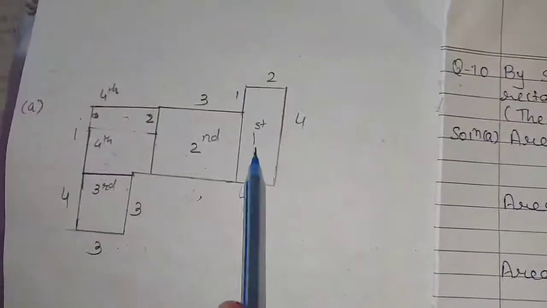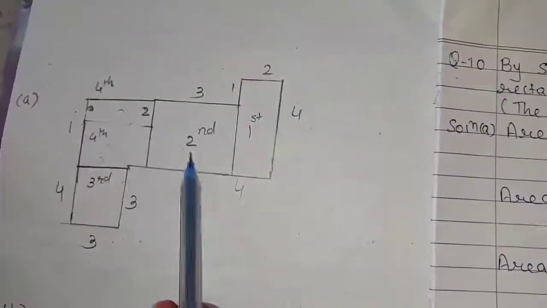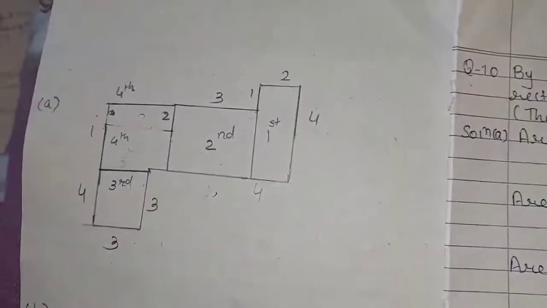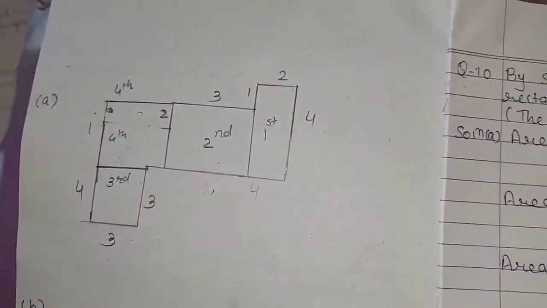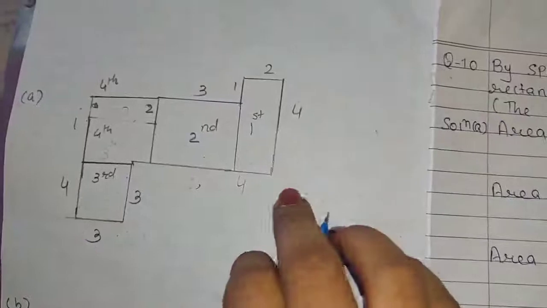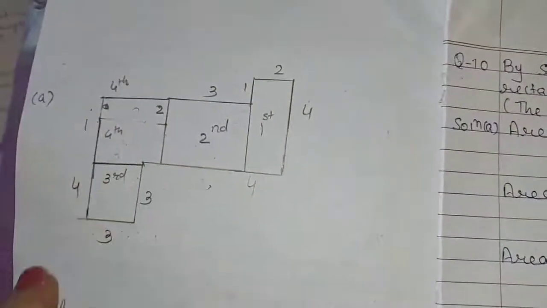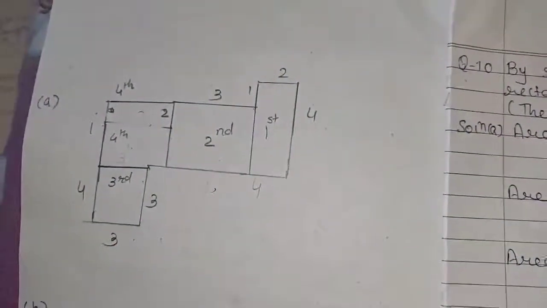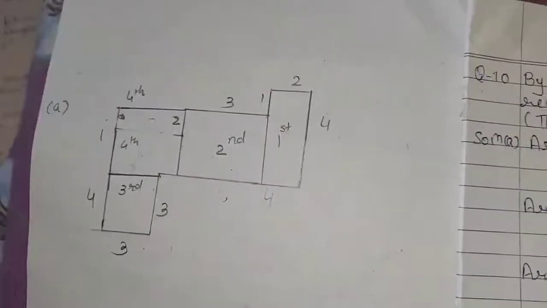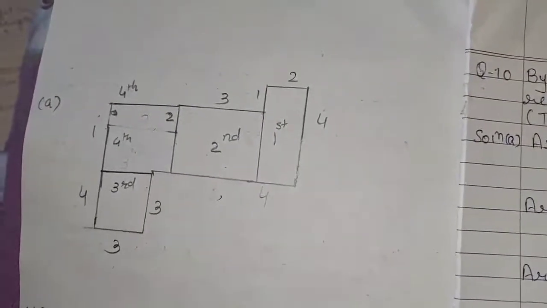We have divided this figure into 4 parts. First, second, third and fourth. Now students, accordingly we have to write area of rectangle, area of square, area of rectangle and area of square. So we will write the measurements of the different shapes and then we will take total area.